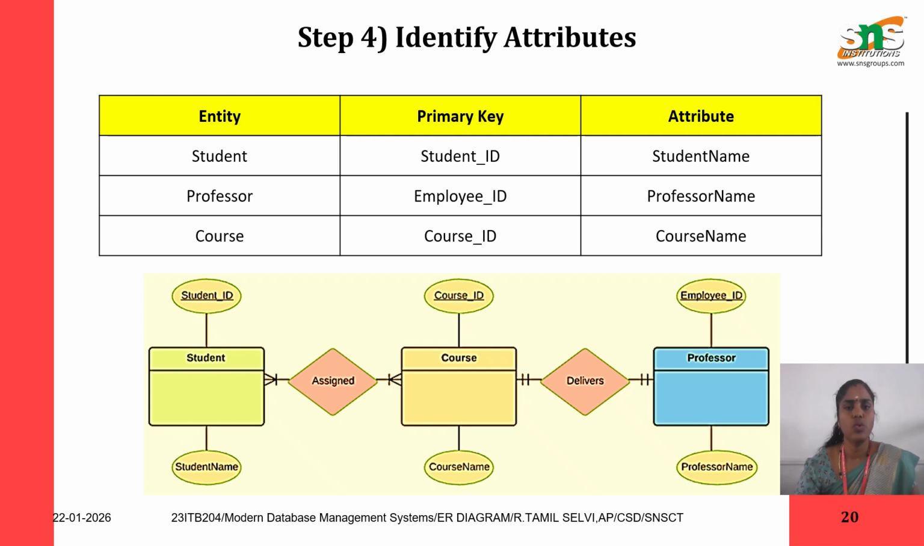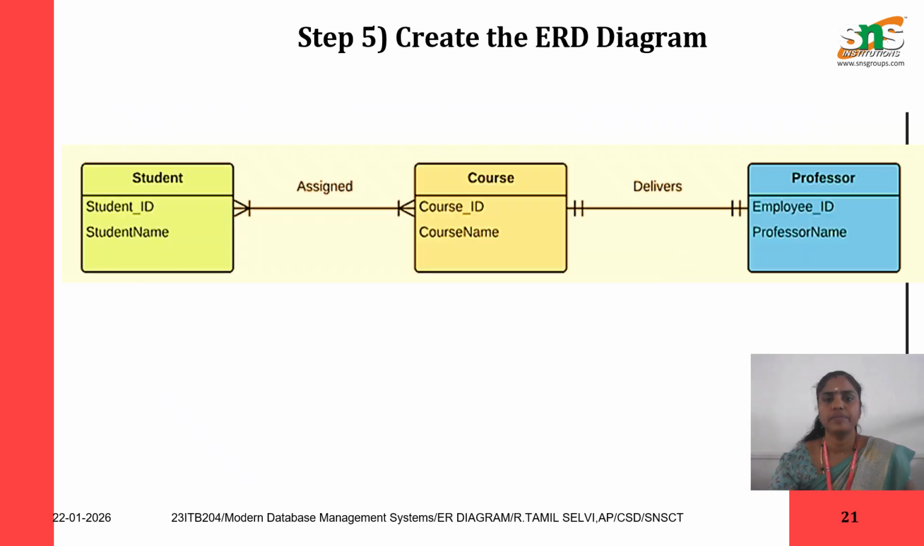And in the fourth step, we have to identify the attributes. The entity student has the attributes student ID and student name. Here, student ID is the primary key. And then in the entity professor, employee ID and professor name are the attributes. We set the employee ID as the primary key. And in the third entity, that is course, course ID and course name are the attributes. We are going to set the course ID as the primary key.